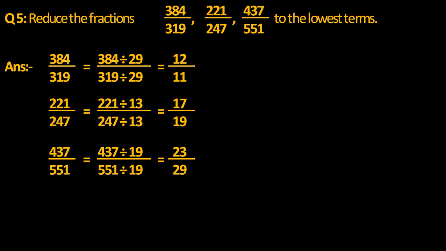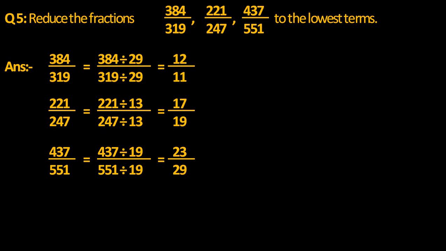Children, you will find the prime factors of 384 and 319 in your rough column and you will get the common factor as 29. So when you divide the numerator as well as the denominator by 29, you will get the lowest reduced fraction as 12 upon 11.